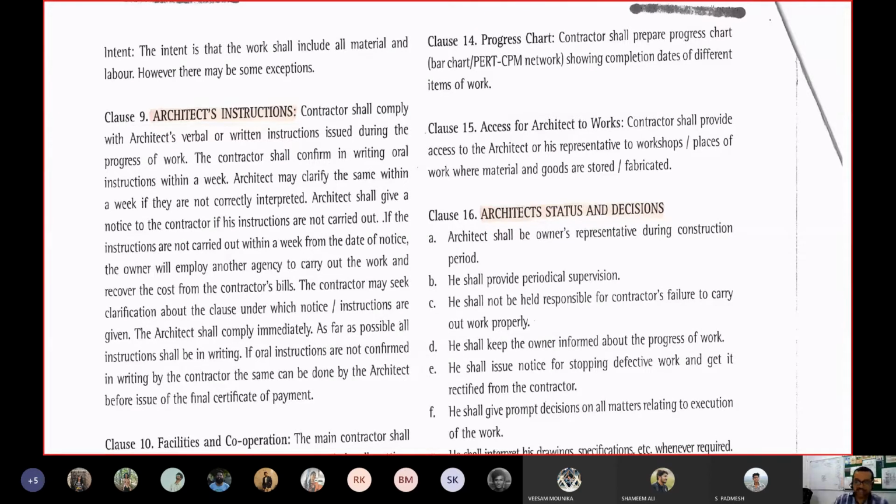Next, clause 16, another important section. Architect's status and decisions. There are 8 status, and all of them have to be considered. That makes the position of the architect clear in the contract, while execution of the work also. So the architect shall be owner's representative during the construction period. These terms are mentioned. There is nothing to explain, but I'm just reading it out so that you remember the points.